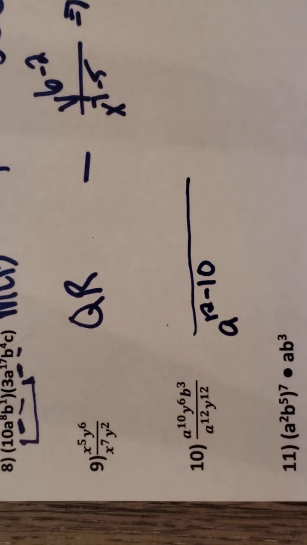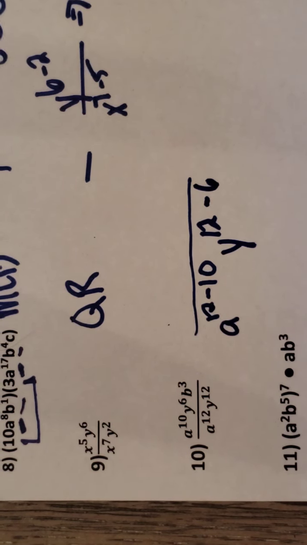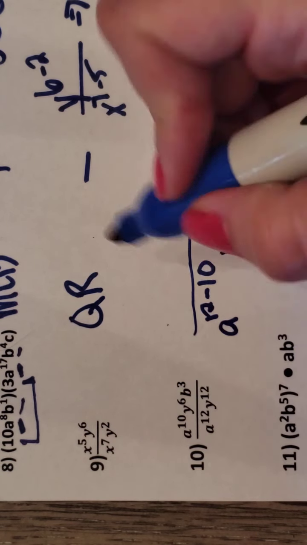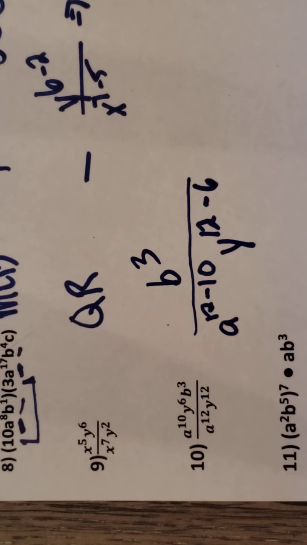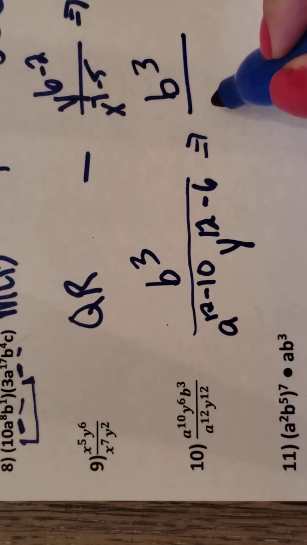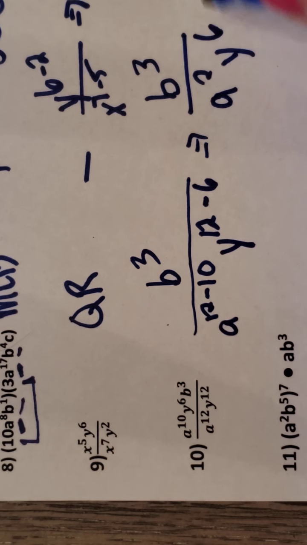You have 2 y's. Y to the 6th and y to the 12th. Where's your bigger y? Hopefully you said the bottom. So subtract the top. And we have b to the 3rd. There's no other b's, so we're just going to leave that where it is. So your final answer is going to be b to the 3rd over a to the 2nd, y to the 6th.